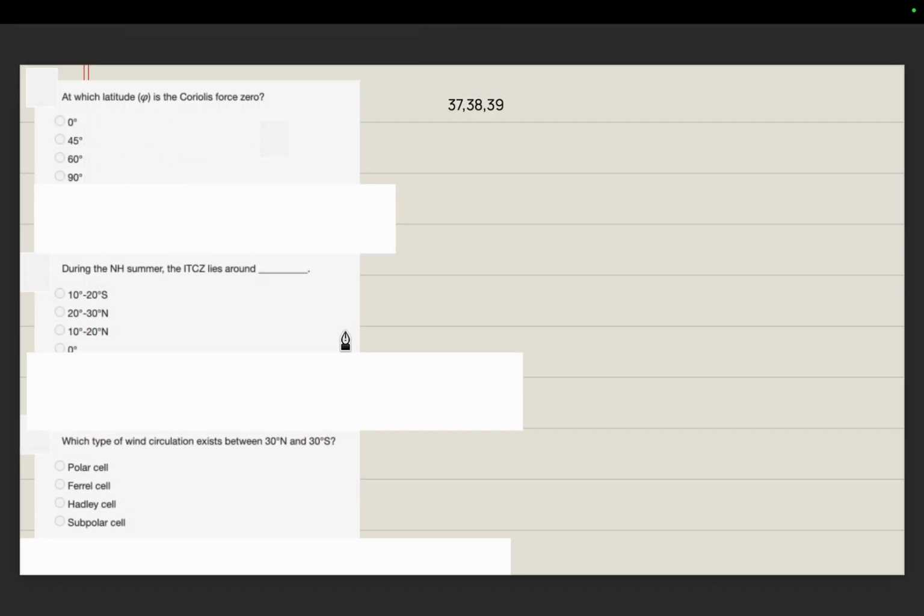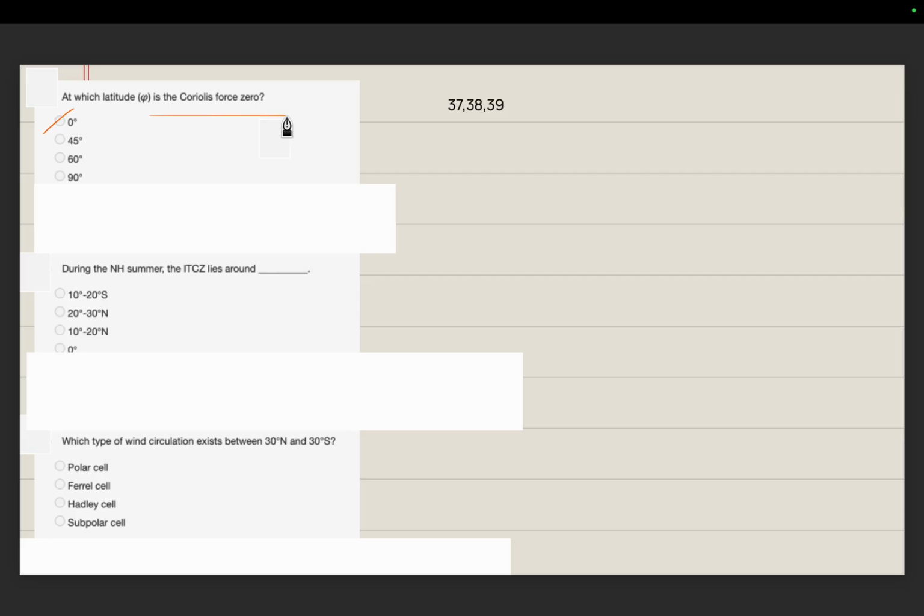Now question 37. At which latitude is the Coriolis force 0? The Coriolis force factor is equal to 2 omega sine phi. 0 degree. Yes, the Coriolis force is 0 at the equator. At the pole it is maximum.